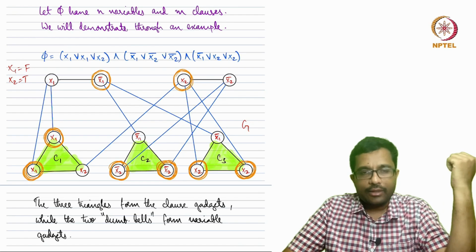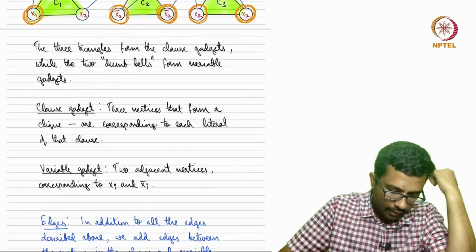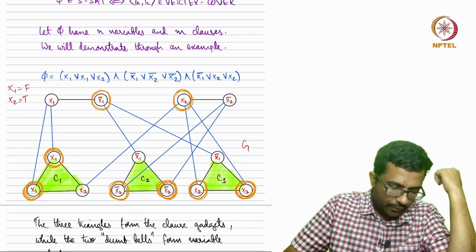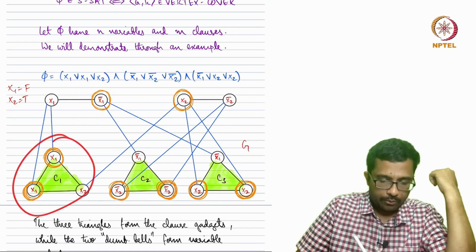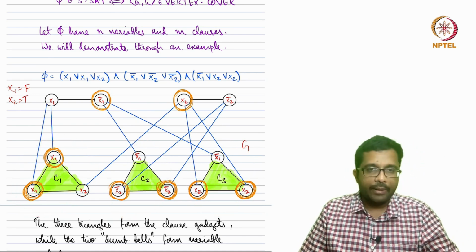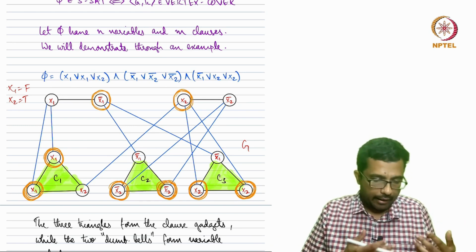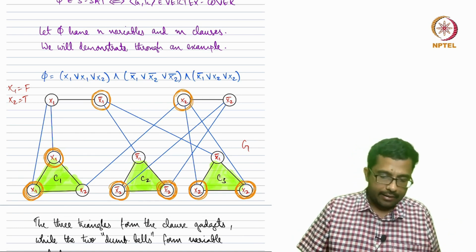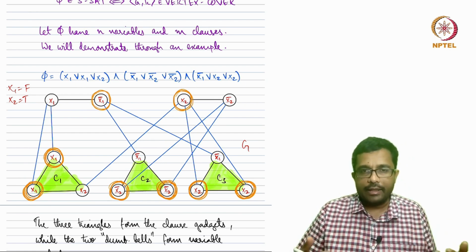So the claim is that this constitutes a vertex cover. Let us see why, right. From each clause gadget we have picked 2. Whatever I am saying is on the basis of this particular example, but it is general. Even if you construct this reduction from any 3-CNF formula phi and follow these rules, whatever I am saying applies for any such instance, right.